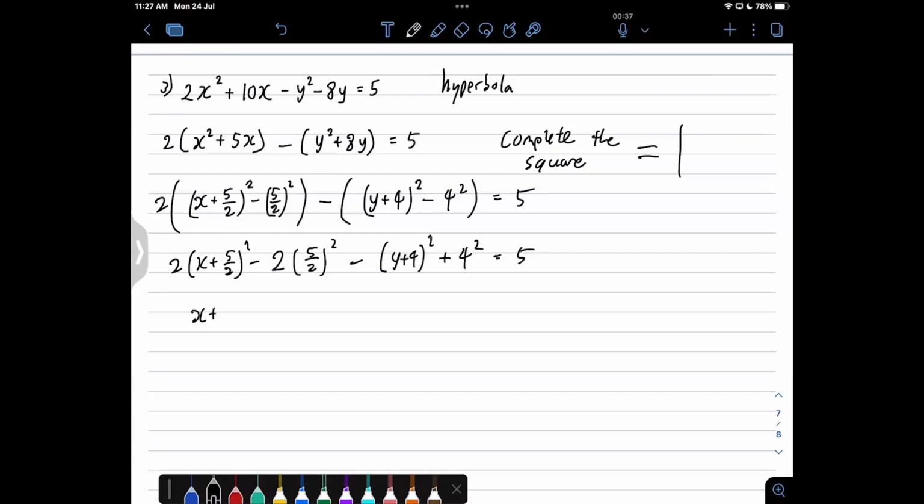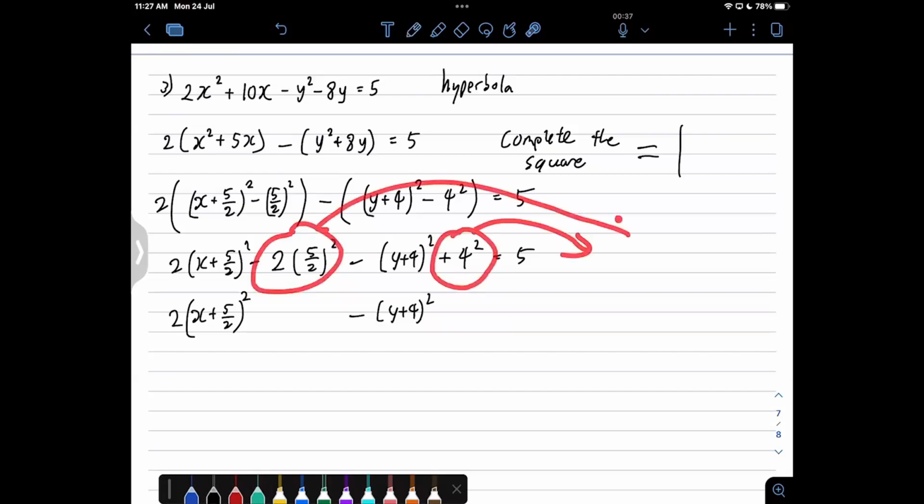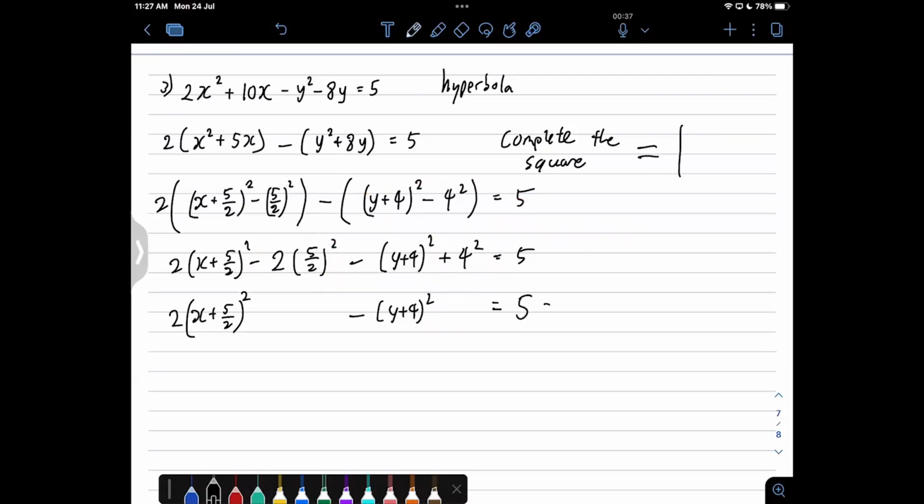Then after that, I bring all my constants to the right-hand side. So let me copy down the non-constants first. These 2 fellows bring over. I end up with 5 plus 2 times (5 over 2) bracket square minus 4 square. Type in the calculator, what do I get? Let's see. 5 plus 2 times (5 over 2) bracket square minus away 4 square. I end up with a 3 over 2.